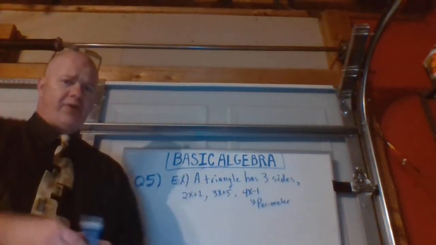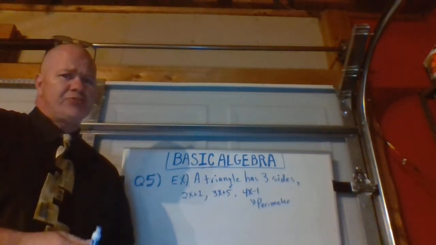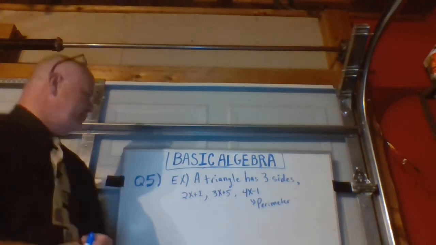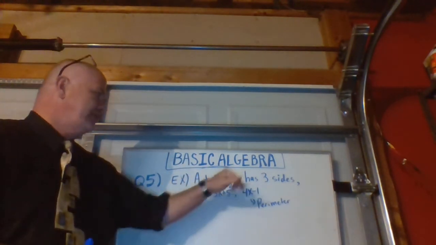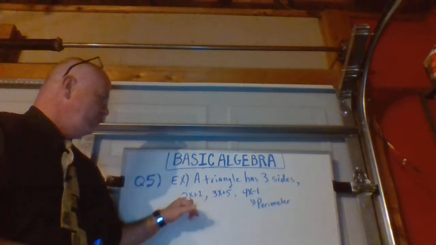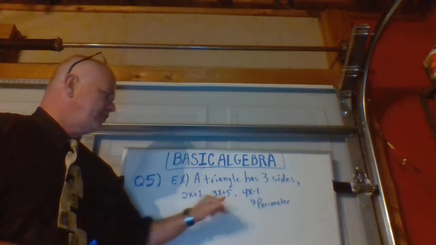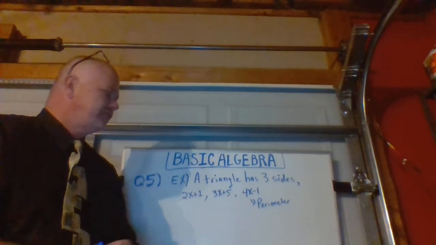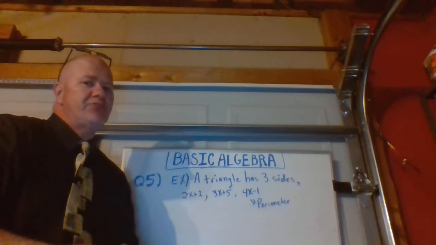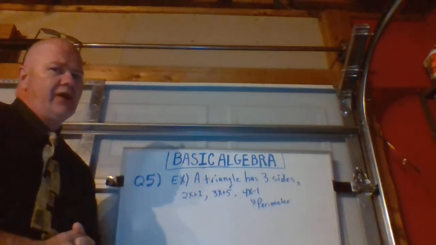Okay, for question number 5, I'm going to do the example and the actual question because they are kind of short. So with the example, it says a triangle has 3 sides with the following lengths: 2x plus 1 units, 3x plus 5 units, and 4x minus 1 units. Then it says create an expression for the perimeter of the triangle.